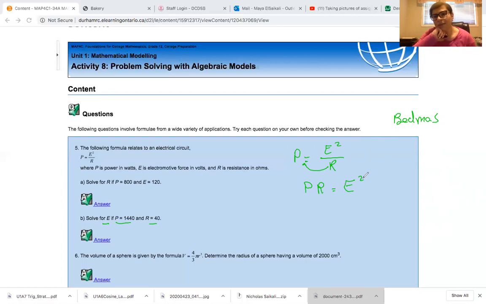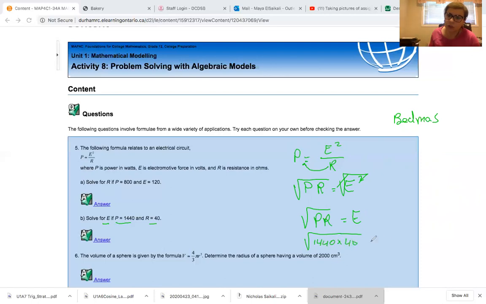Now I want E by itself, so I have to get rid of the square. What's the opposite of square? Square root. So get rid of the square by square rooting, and that's going to be the square root of PR equals E. Now you see that E is by itself. We have to plug in the values for P and R. So I can do 1440 for P times 40, all under the square root, equals E.